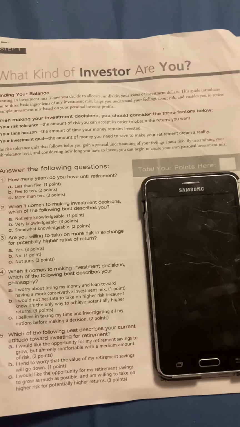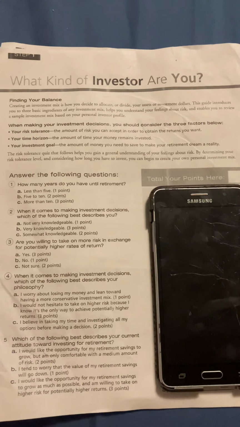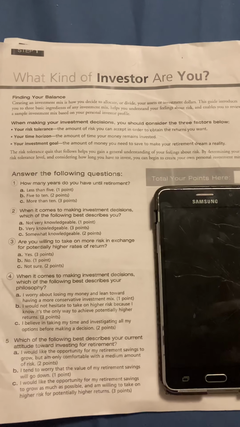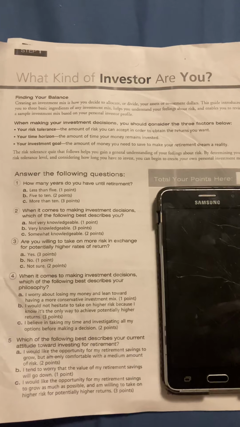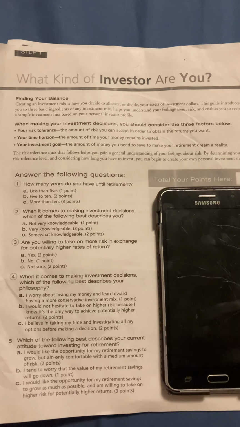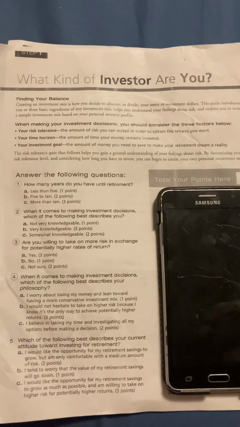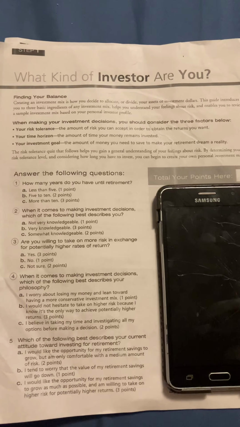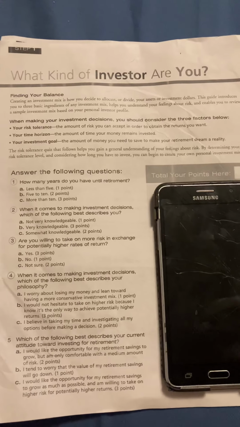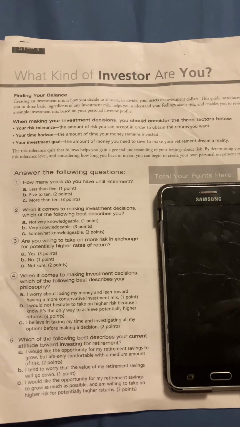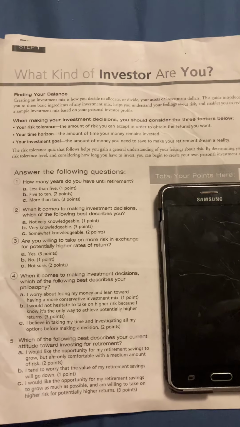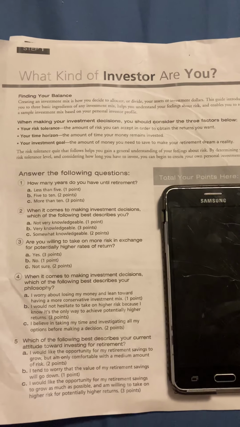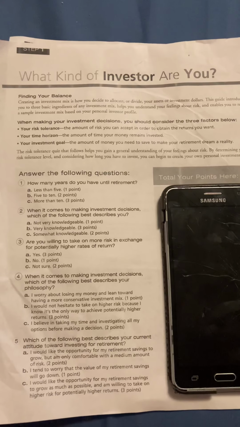So let's begin. It says, when you're making your investment decisions, you should consider the three main factors: your risk tolerance, which is the amount of risk you can accept in order to obtain the returns you want. Number 2, your time horizon, the amount of time pretty much on your side so your money can remain invested. Number 3, your investment goal, the amount of money you need to save in order for your retirement to become a reality.